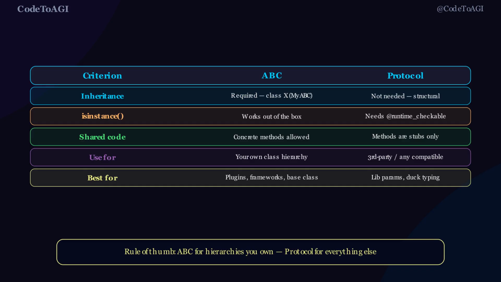Protocol: use when you do not own the classes. Third-party classes with the right methods qualify automatically. No inheritance required. Structural duck typing. Best for library code, functions that accept many object types, typing existing code without modifying it. In modern Python, prefer Protocol for function parameters and ABC for class hierarchies you build. They are complementary, not competing.